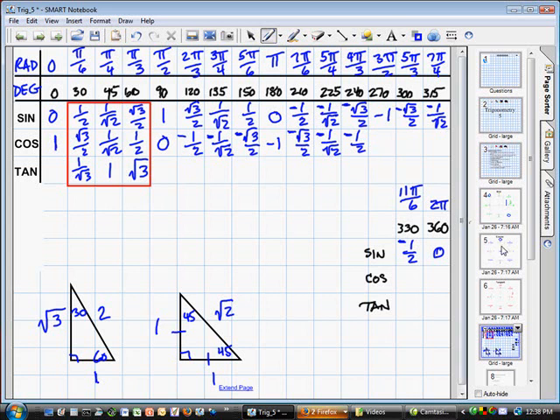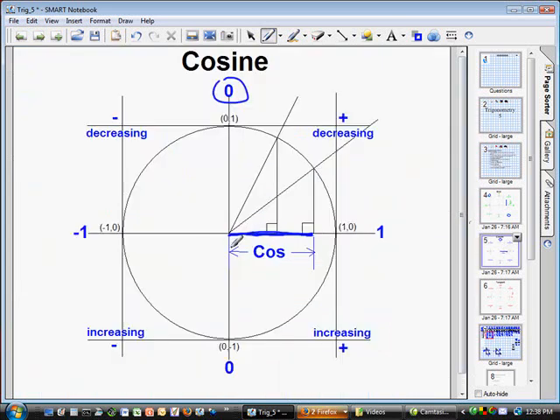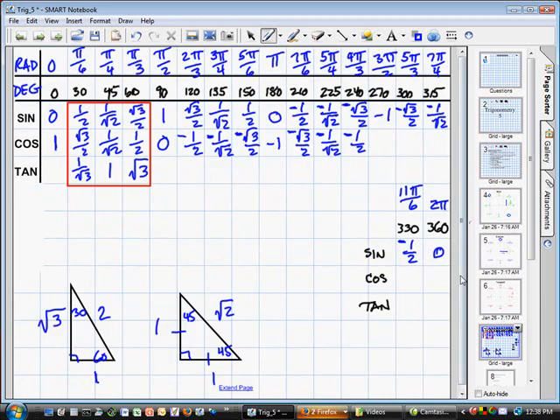At 270, we'll take a peek back here. 270, the cosine has shrunk down to nothing. So we got a 0 here. When we move to 300, we moved to the right of the x-axis, so we know our signs are going to turn positive. 300 makes what angle to the closest x-axis? This time it would be 60 degrees.